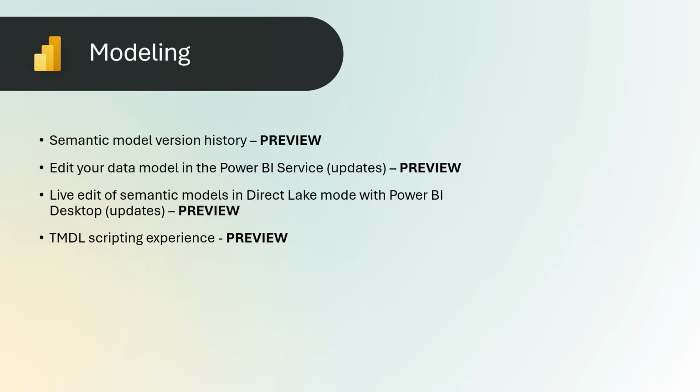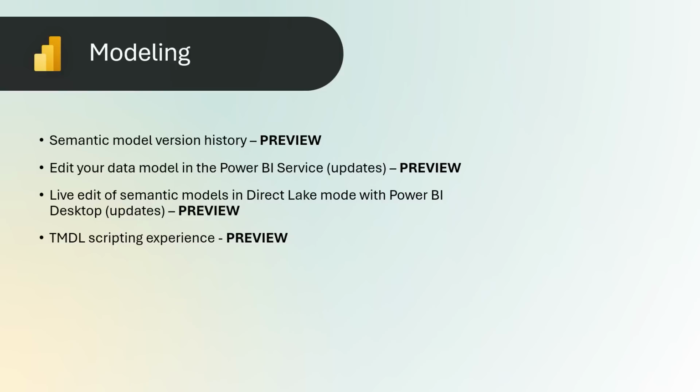Live edit of semantic models in direct link mode with Power BI Desktop. Updates. Preview. Default preview enabled. Live editing semantic models in direct link mode with Power BI Desktop is now enabled by default. This is so exciting. You can use this feature immediately without needing to enable it. To disable, go to Options and Settings, Options, Preview Features, and turn off the live edit of Power BI semantic models in direct link mode preview.